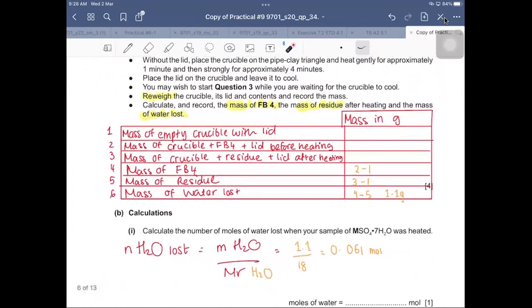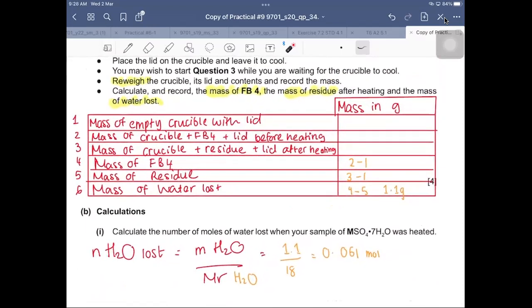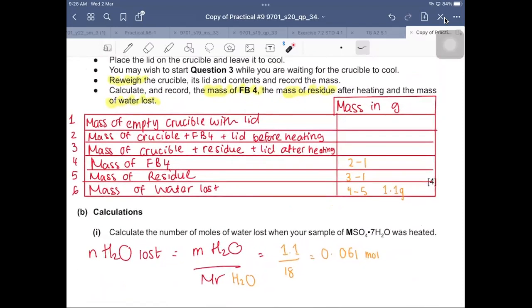Right, to calculate the number of moles of water loss, in fact, you have to take the mass loss and divide by the Mr of H2O. So that is your mass over Mr calculation. The Mr that you use here is 18.